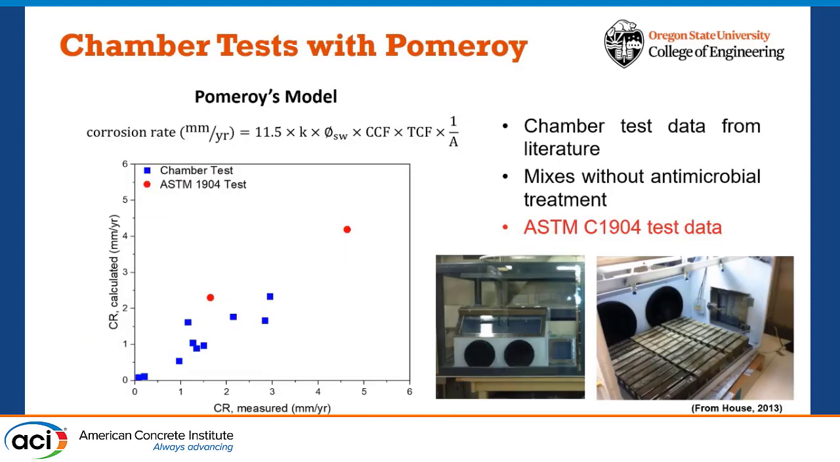So in our model, we start with a preliminary study to validate the Pomeroy model with a laboratory test. We took some chamber test data from the literature and calculated these with the Pomeroy model. On the x-axis on the left, you can see the measured corrosion rates in the experiments from the literature, and the y-axis is the corrosion rates we calculated by using Pomeroy's model. So we can see that the estimation of the corrosion rate with the Pomeroy model is approximate to the actual experimental corrosion rates.